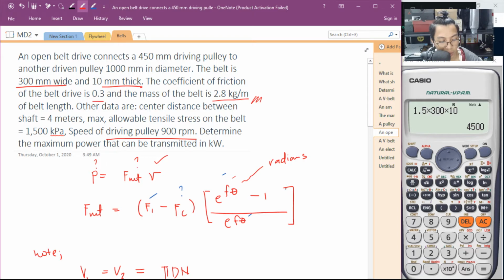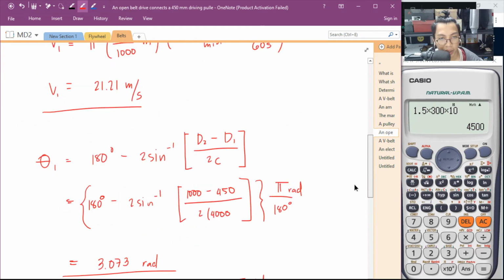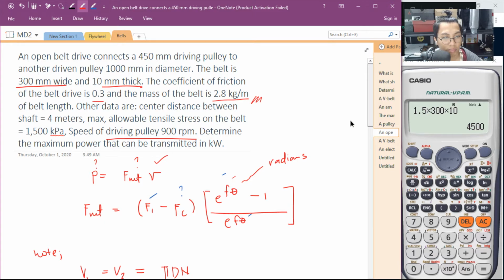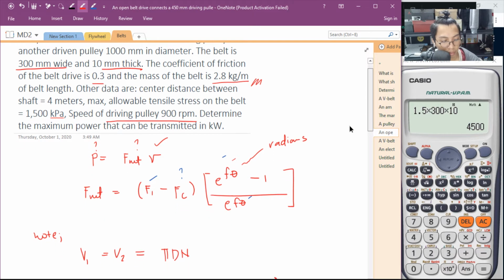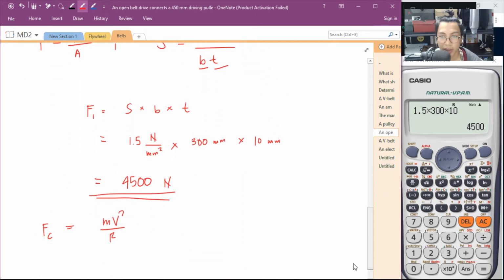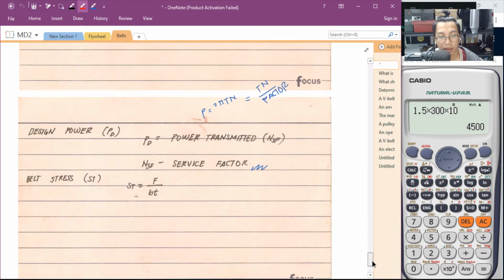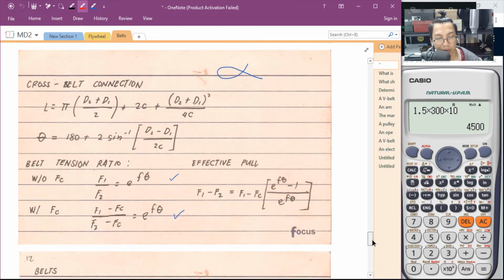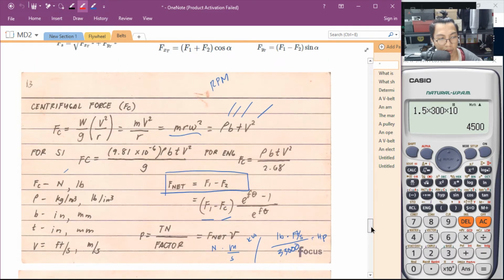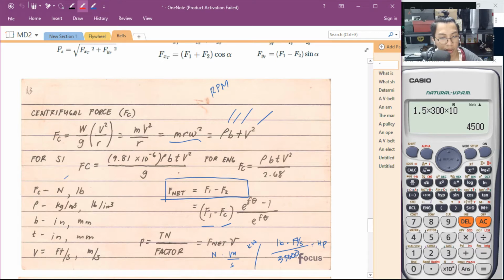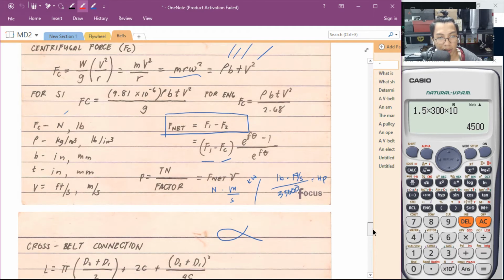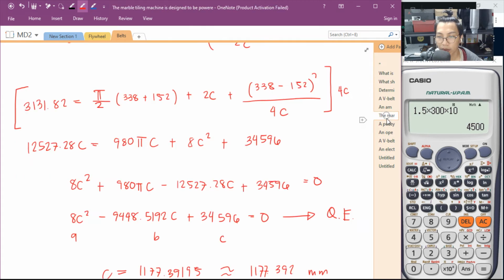Pwede rin naman yung r. So, FC per belt length, m over k. Pwede yun. Binigay niya dito, nasa formula. M over k. Okay, tignan natin dito. Okay. Ano FC ito? The density, ang binigay. Pwede rin to. Density, B, t, v squared. Okay. Gamitin natin yan. Okay. Dito na tayo.